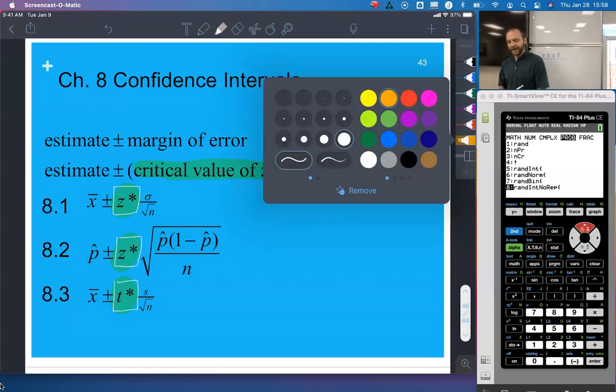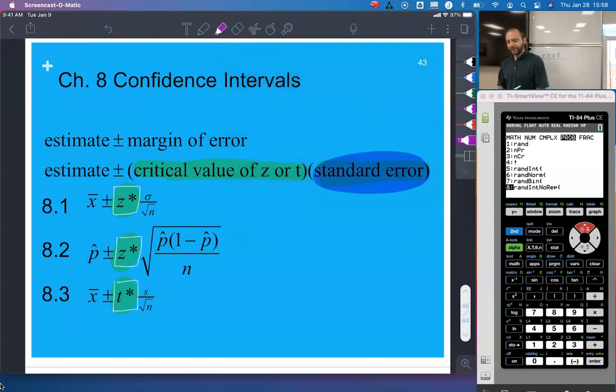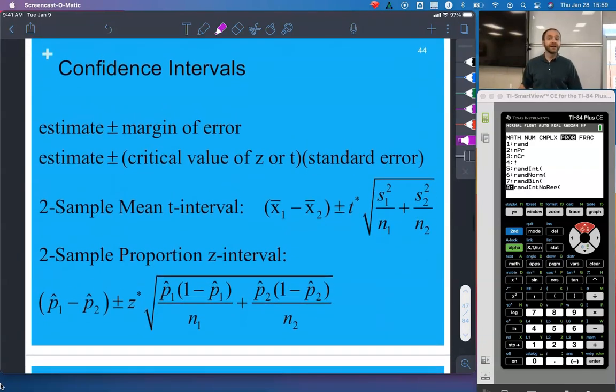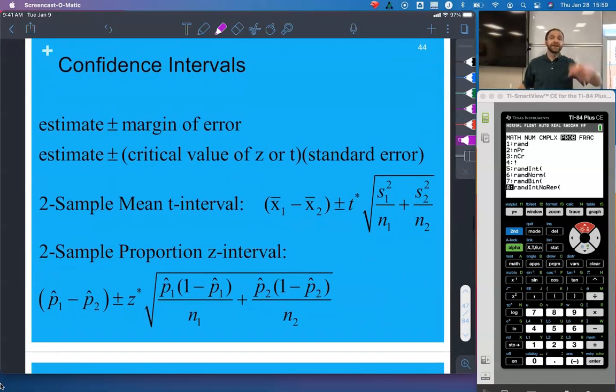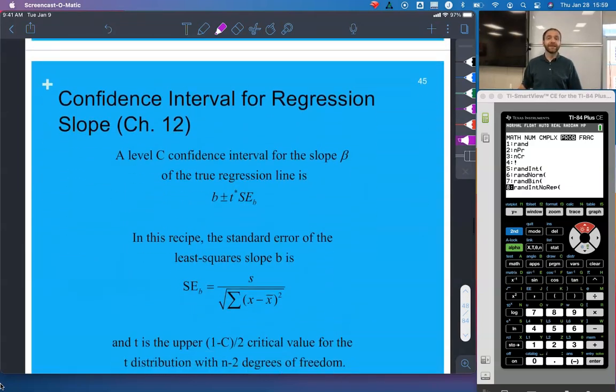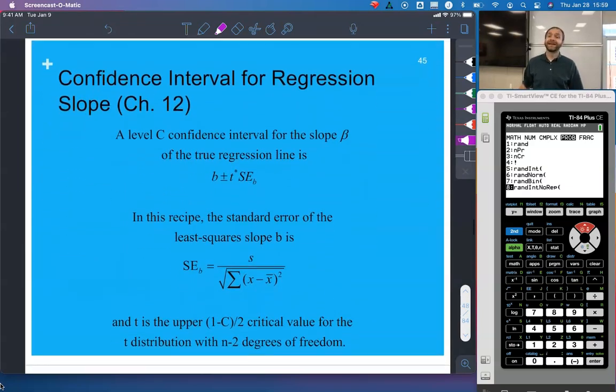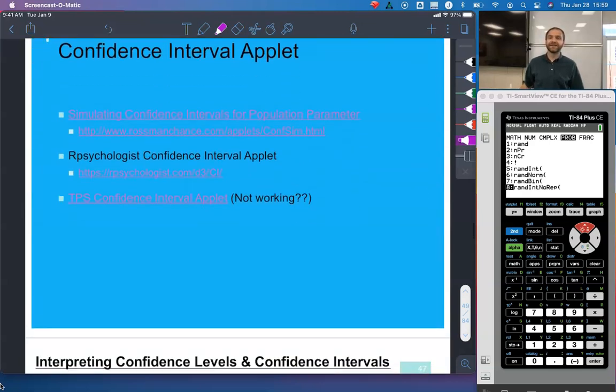Here, here, and here. And notice it says Z star, Z star, T star. So those are critical value notations. And so we continue on, and we're going to be doing this repeatedly when we start doing two samples, the same thing. And when we do Chapter 12, it's going to be the same thing. So we start to see things come together.